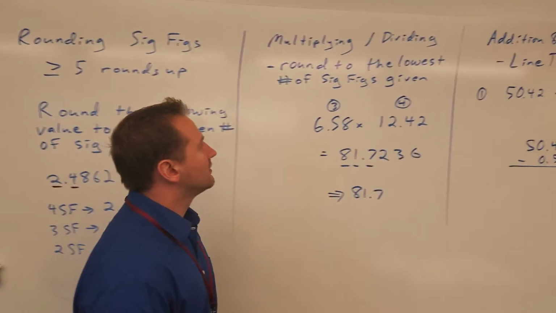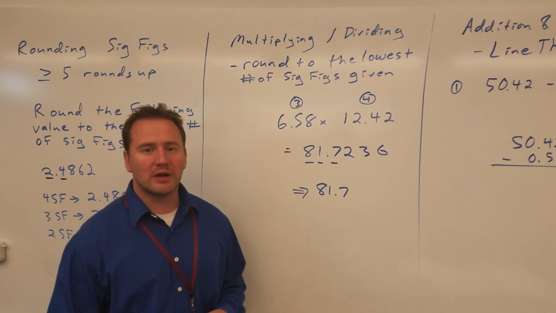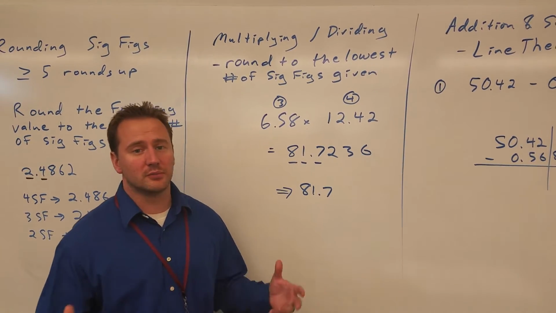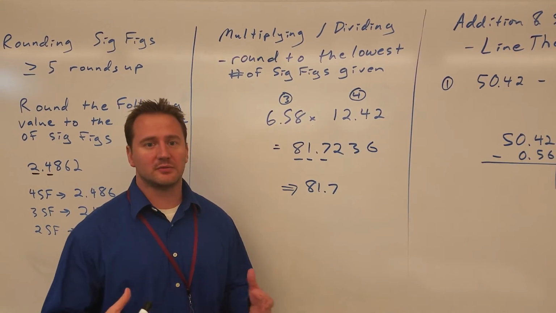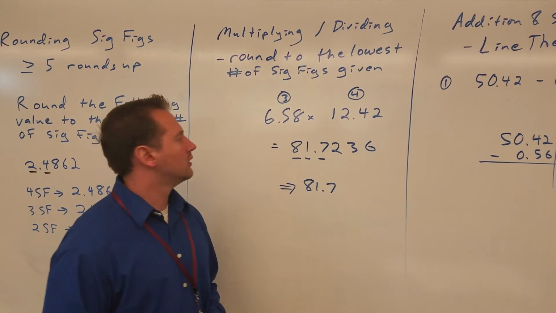Now, when we're multiplying and dividing sig figs, what we're going to do is round to the lowest number of significant figures given in the problem, because that will be the maximum detail with which we can say we know our calculation.